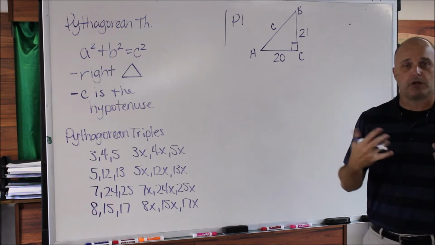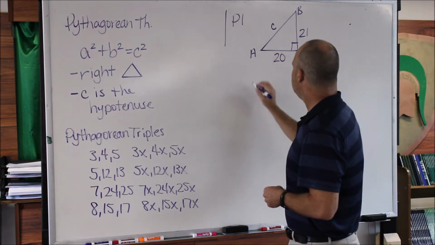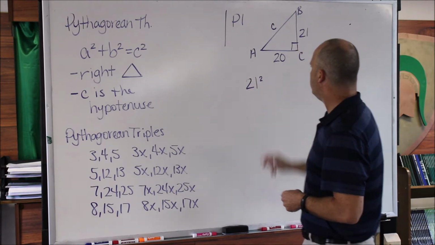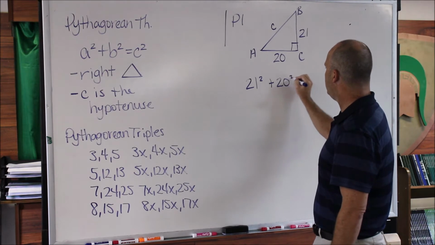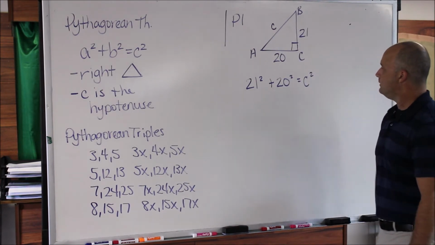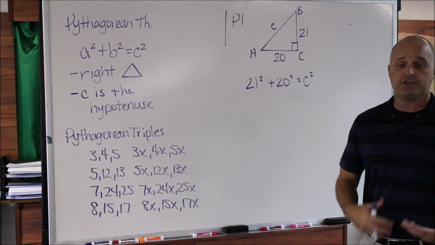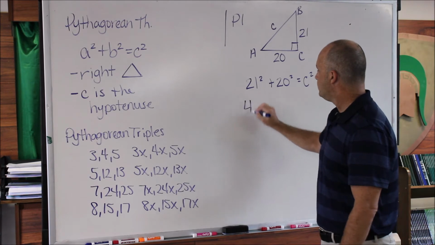So what we're going to do is just apply the Pythagorean theorem. We've got side A is 21, so we're going to square it. Side B is 20, so we're going to square that. And we're going to set it equal to side C, so we get C squared. Now, you just have to do the multiplication on this. 21 times 21 is 441.